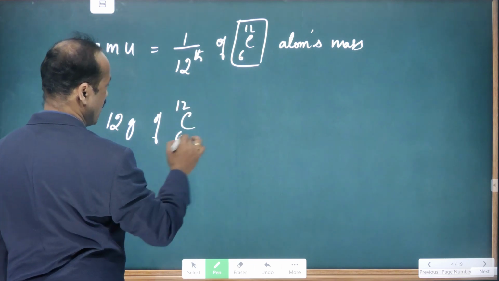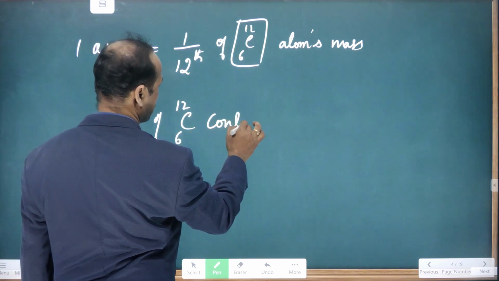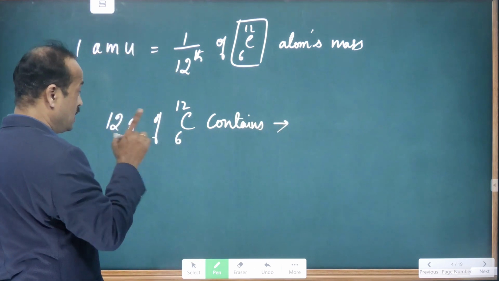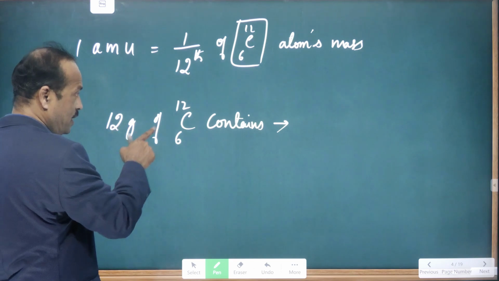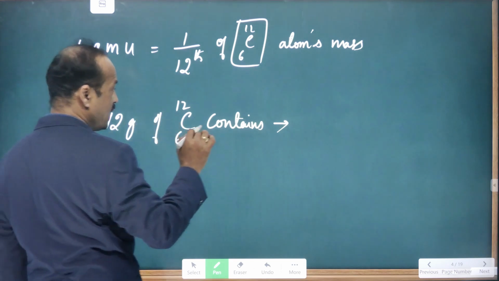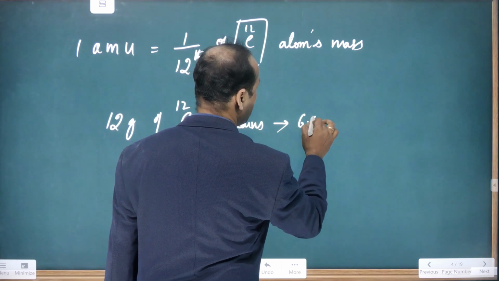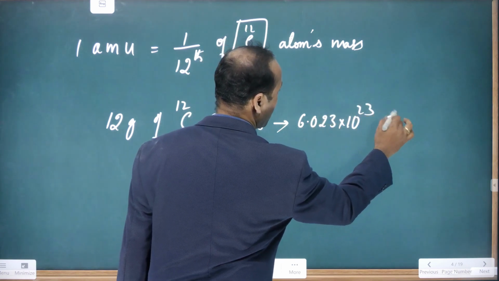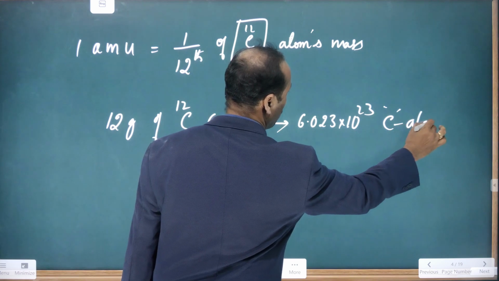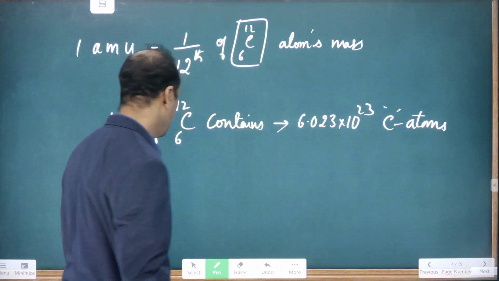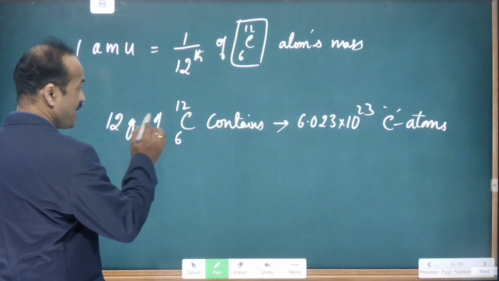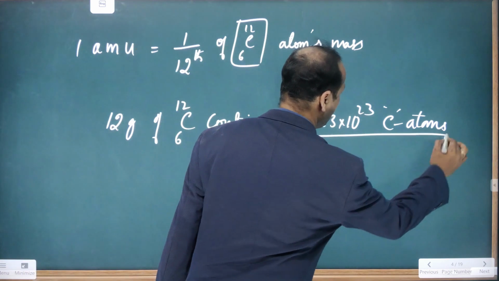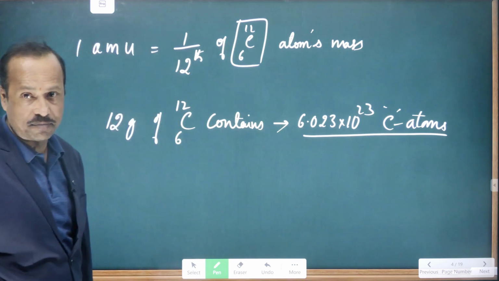Now, this 12 grams of carbon, which is carbon with atomic number 6, mass number 12, contains how many atoms? See here, 12 grams of carbon, C-12, contains 6.023 into 10 to the power of 23 carbon atoms. This is a very important point you need to remember. So the 12 grams of carbon contains 6.023 into 10 to the power of 23 carbon atoms.